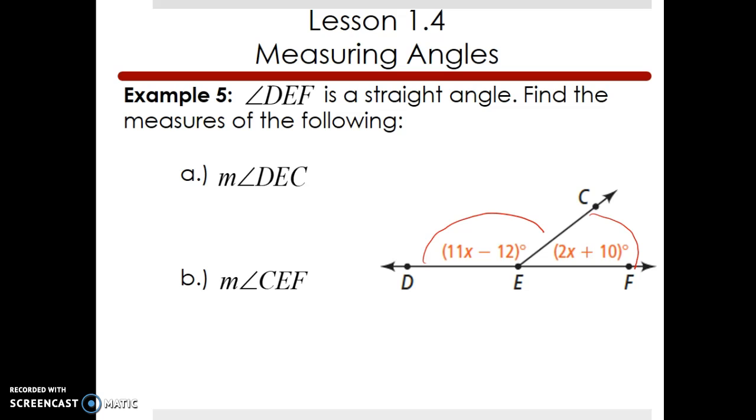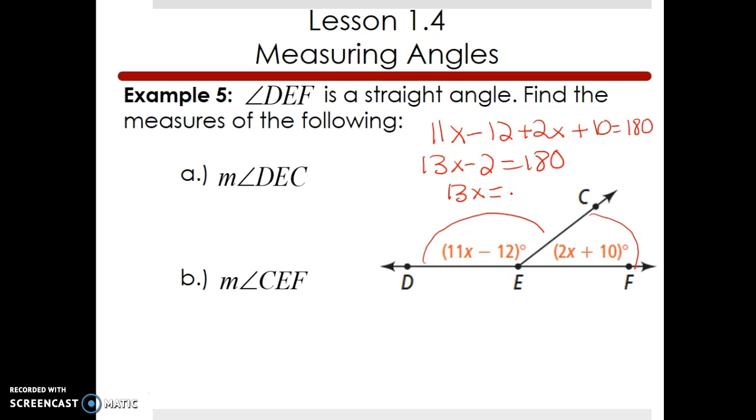A straight line equals 180. So I'm going to add them up. I'm going to say 11x minus 12 plus 2x plus 10 equals 180. So that gives me 13x minus 2 equals 180. I get 13x equals 182. I'm going to divide by 13. I get x equals 14.